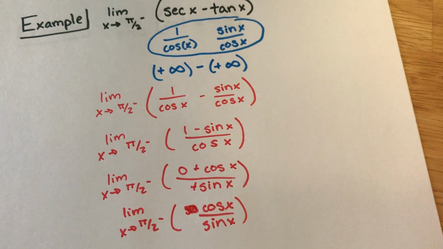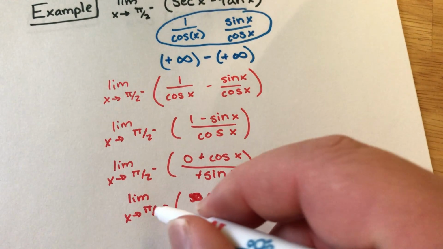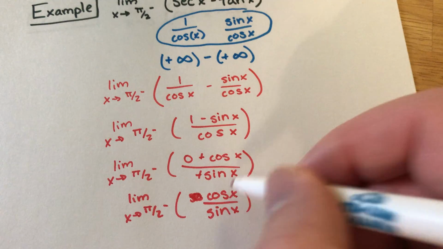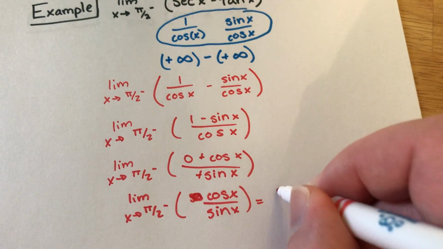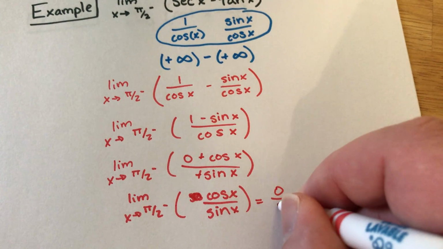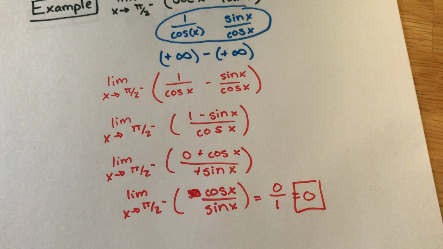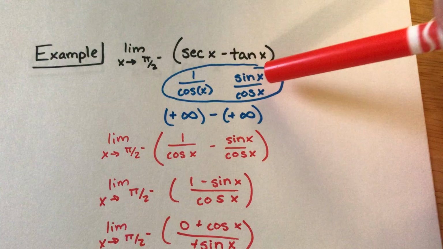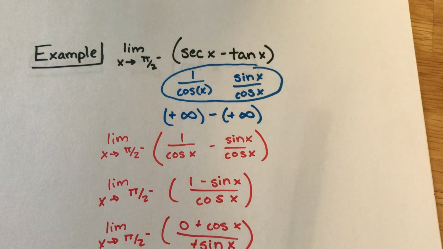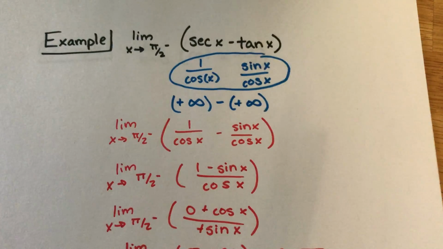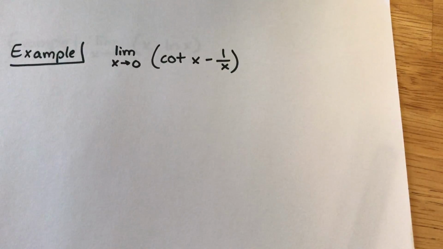You could also write that as cotangent if you really wanted to. But essentially, at this point, I'm ready to just plug this in and see what happens. Cosine at pi over 2 is 0, and sine at pi over 2 is 1, so my final answer here is just 0. Okay? So, again, the big thing here was just to remember our trigonometric identities and to make the switch. And the same is going to happen on the next one.